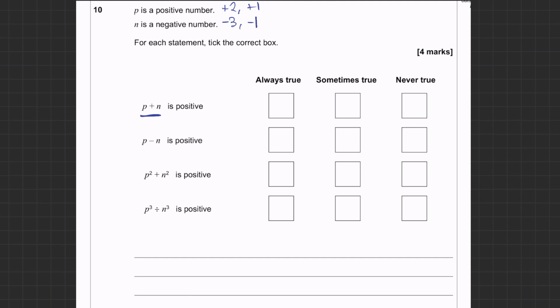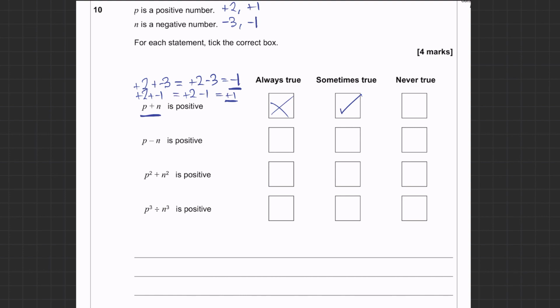So P plus N is positive. I'm going to try plus 2 plus minus 3, which equals plus 2 take away 3, which equals minus 1. So we can already say, well, it's not always positive, so it can't be this one. I'm going to use, let's say, plus 2 and then plus minus 1, which is plus 2 take away 1, which equals positive 1. So that becomes a positive. So we can now state that it is sometimes true.